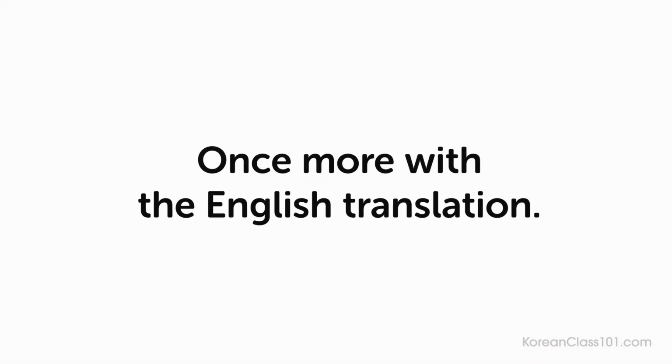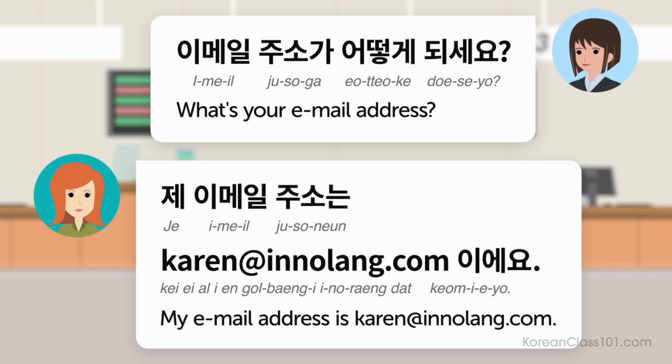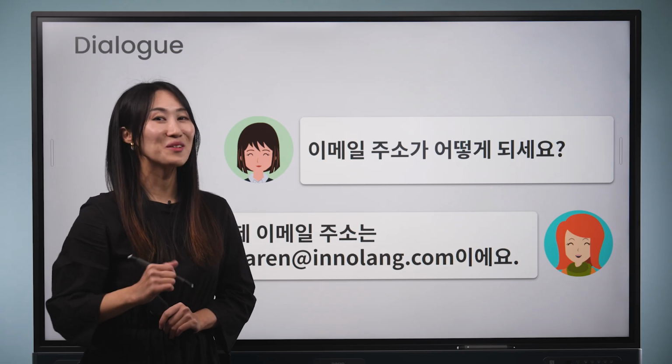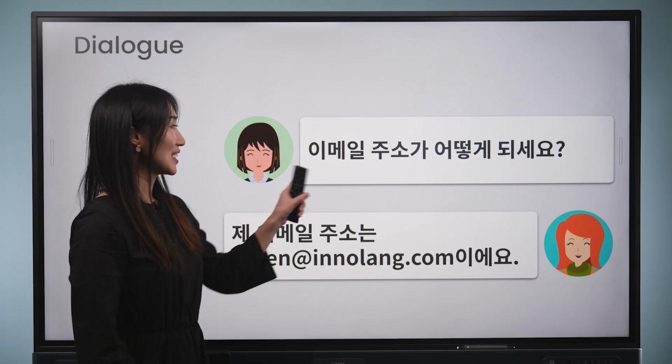Once more with the English translation. 이메일 주소가 어떻게 되세요? What's your email address? 제 이메일 주소는 karen@inoren.com이에요. My email address is karen@inolang.com. Now, let's break it down.